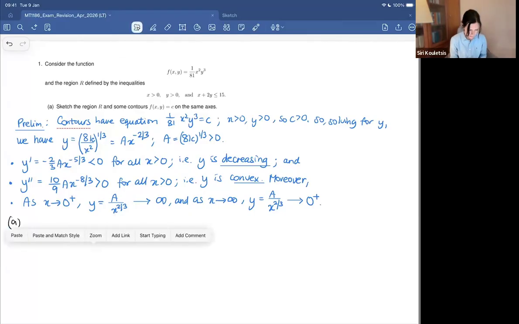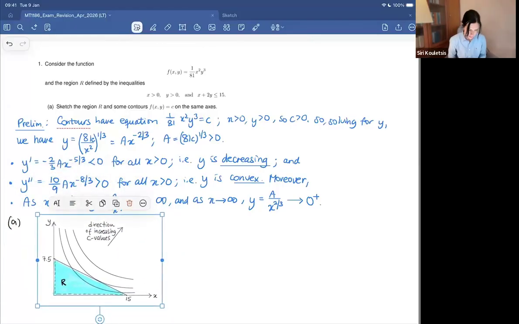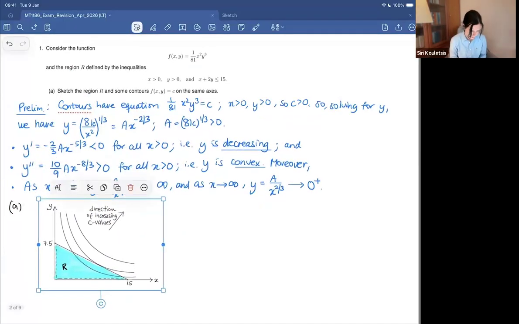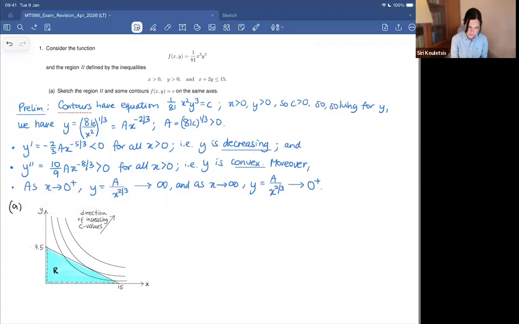Now, in order to save some time, I have done some preliminary work, and I'm just going to import the sketch here to save us time. So let's just go through this. First of all, I've sketched the region R, and let's write down the working for that.